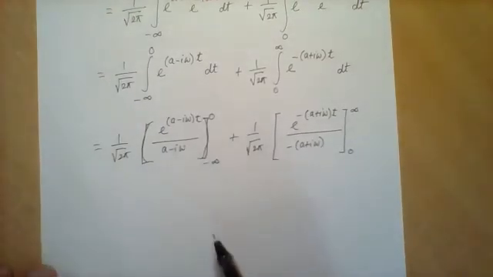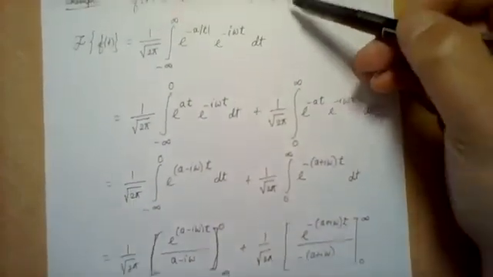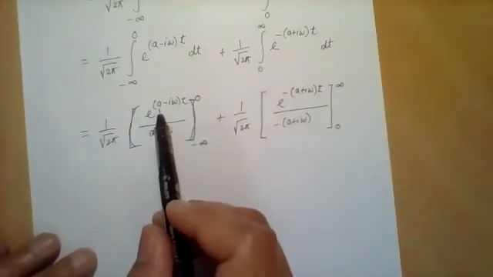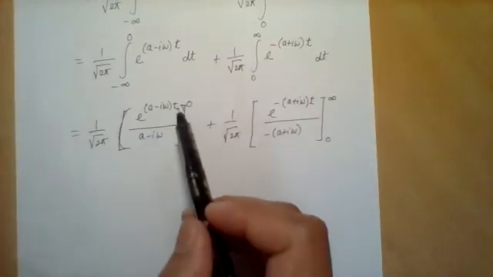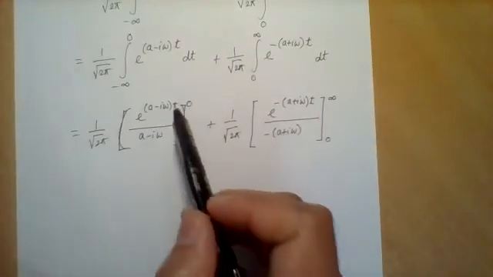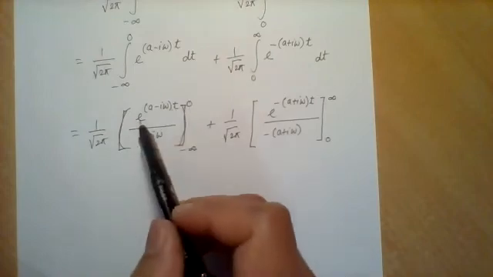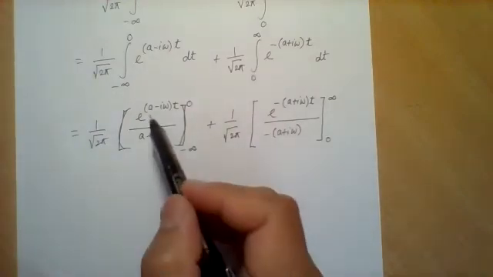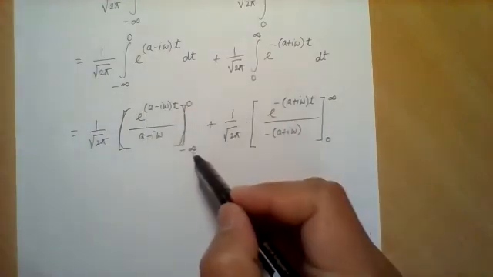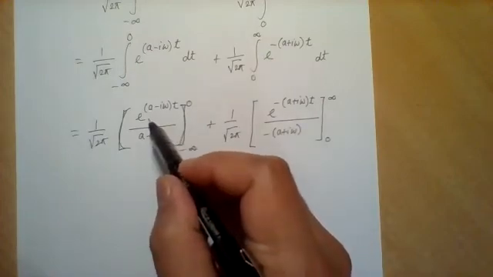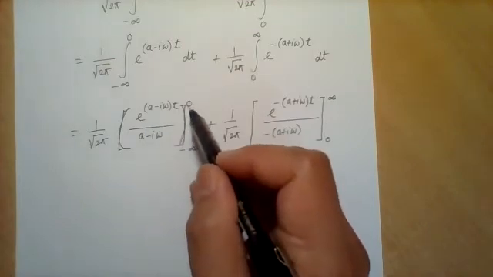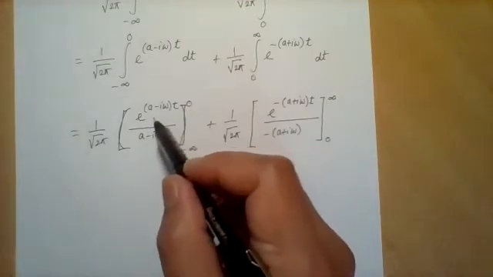Now let us insert the limits. We see that this constant a is greater than 0, so a is a positive number. That means when we put t equal to minus infinity here, it becomes e to the power minus infinity, which is 0. So at the lower limit, this term is 0. At the upper limit, this term is 1, since e to the power 0 is 1.